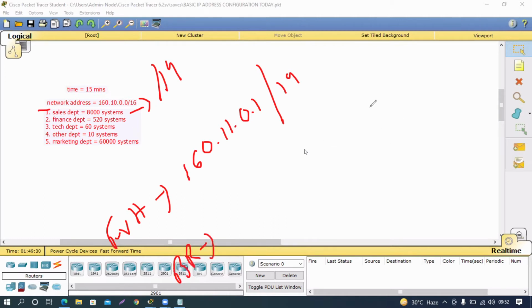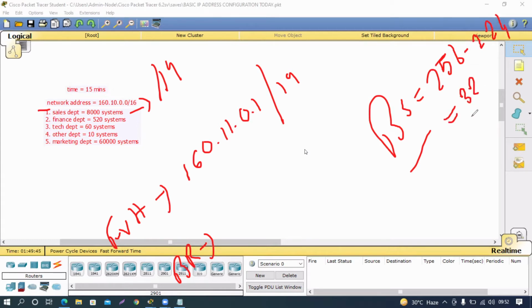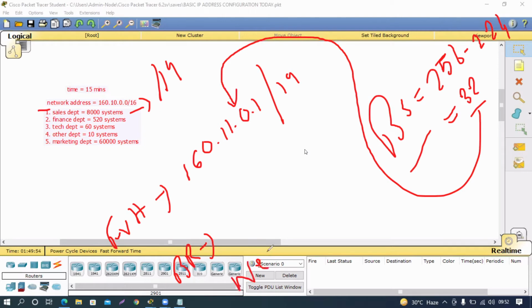What exactly is the block size you have got? 32, that is 256 minus 224. And this 32, you are adding it to the third octet, right? So your next subnet will become 160.11.32.0/19.